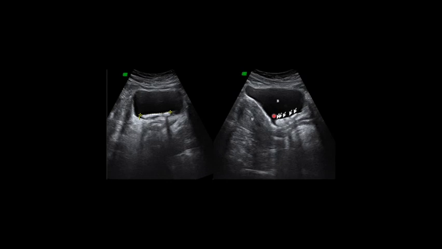However, what's interesting to see here is that we have this bright, linear, hyperechoic structure sitting dependently in the bladder on both of these views, with posterior shadowing present, and nothing is inside the uterus. This is a case of either malplacement or migration of the IUD into the urinary bladder, which is a rare but noted finding in the medical literature.